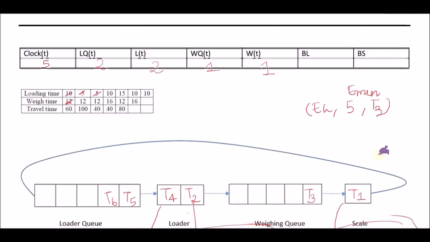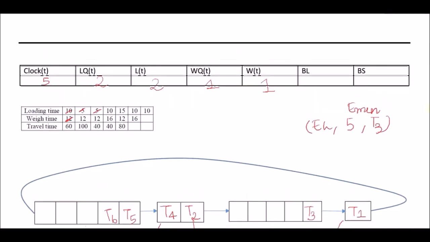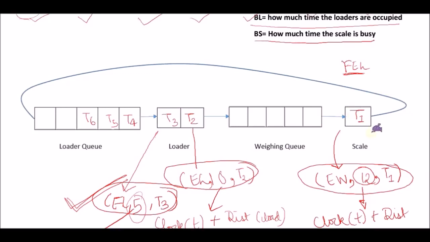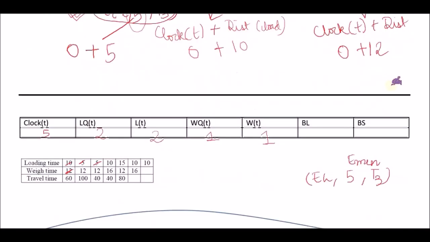Now, the thing that we left out was BL and BS. So BL is how much time is spent in the loader and BS is how much time is spent in the scale. So from time 0 to 5, was the scale busy and were the loaders busy? Yes. Since there's only one scale, we can say in that time lapse between 0 and 5, there was one truck in the scale. So we can say for 5 minutes, the scale was busy. So we get BS is equal to 5.